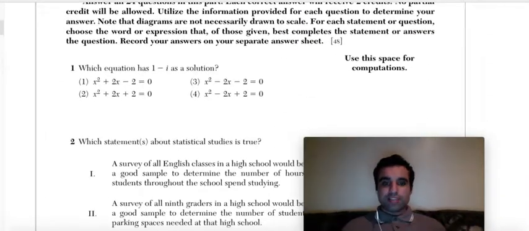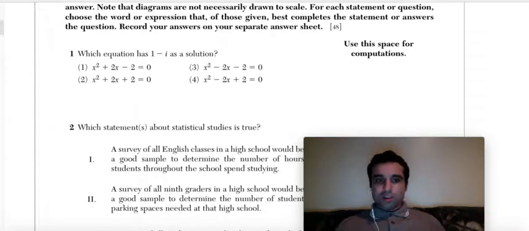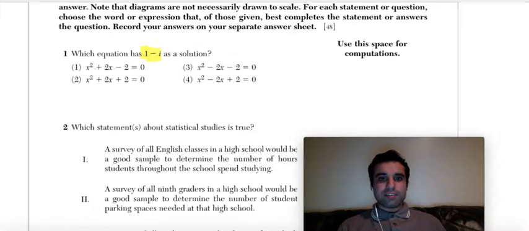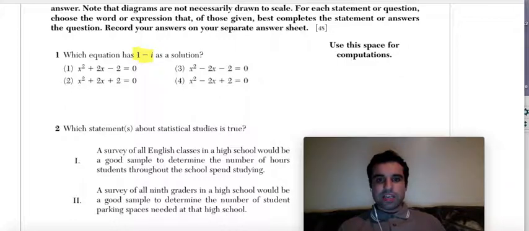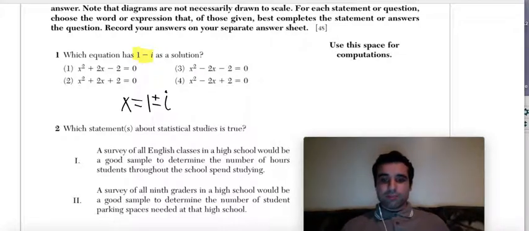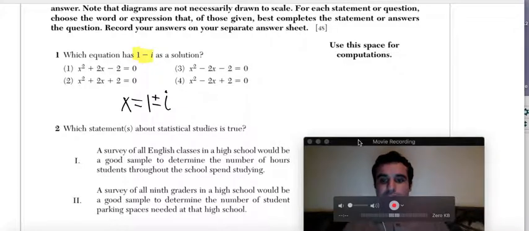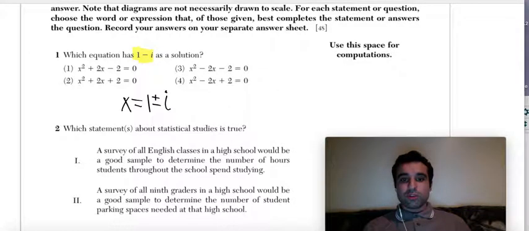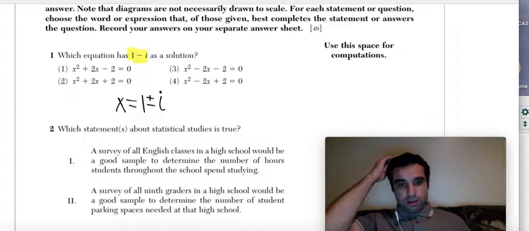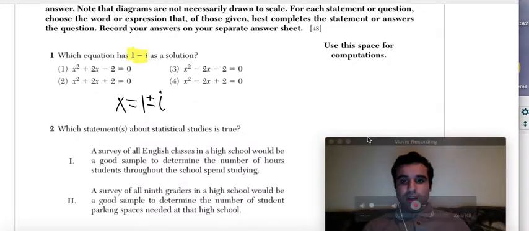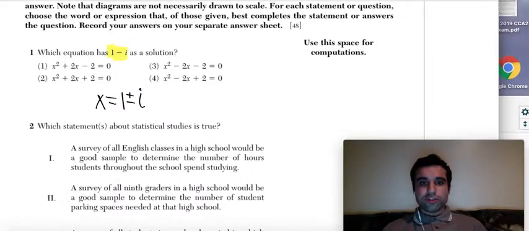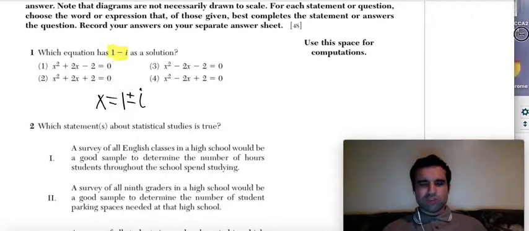Which equation has 1 minus i as a solution? We're given a bunch of quadratic equations. The other thing you want to know is that if 1 minus i is a solution, the other one is going to be 1 plus i. So basically it'll look like 1 plus or minus i. You could use your calculator if you know how to get it in complex mode and there's a polynomial or quadratic equation solver. For now, I'm just going to use the quadratic formula, in case the calculator you're using doesn't allow you to do that, which shouldn't be the case.